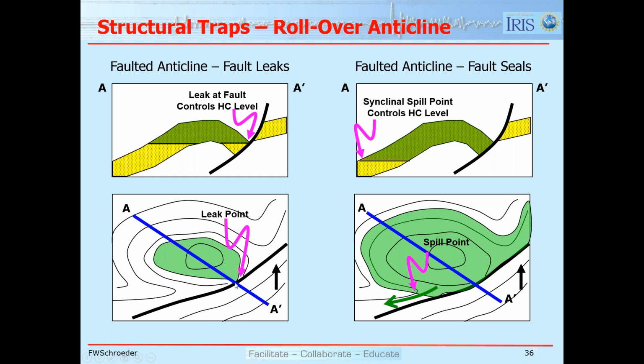And so everything that is structurally higher than this leak point would potentially hold hydrocarbons. However, if this fault is not leaking, but it's sealing so that hydrocarbons do not escape up and to the right, then we may have a bigger accumulation of hydrocarbon. Maybe there's a synclinal spill point where if we add more hydrocarbon, it would leak off to the west.